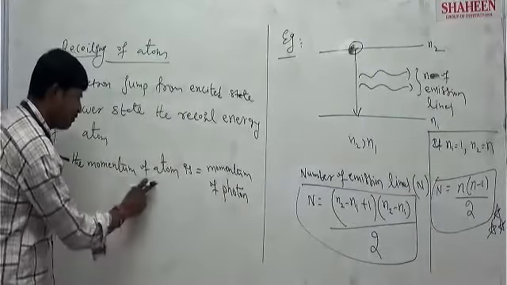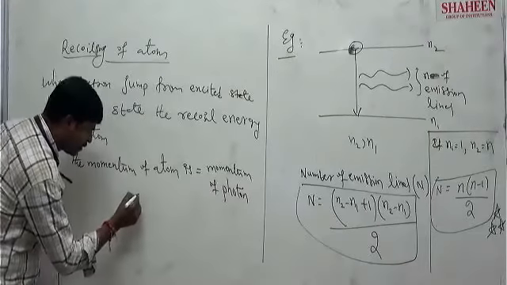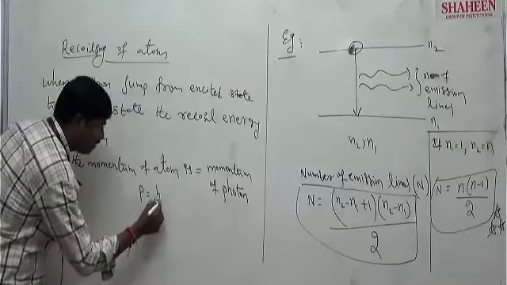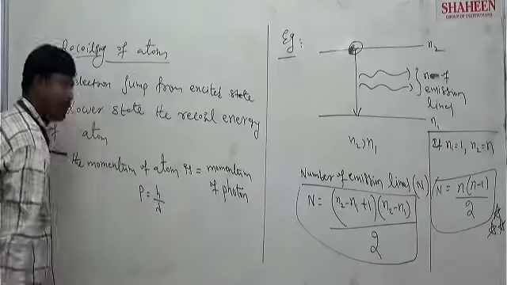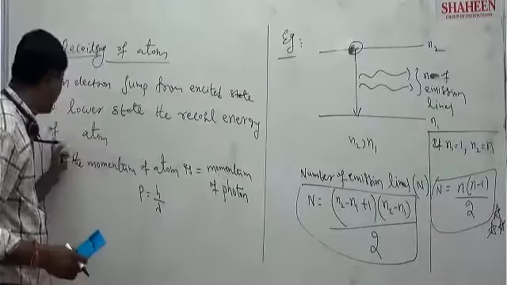So can you write the momentum of atom is equal to momentum of photon? So we can write momentum of atom. So directly P is equal to momentum of photon, which is h by lambda. Correct? Then we need to calculate the recoil energy of atom.